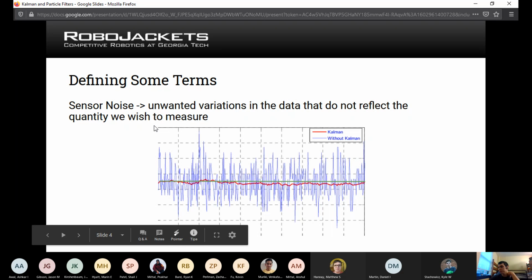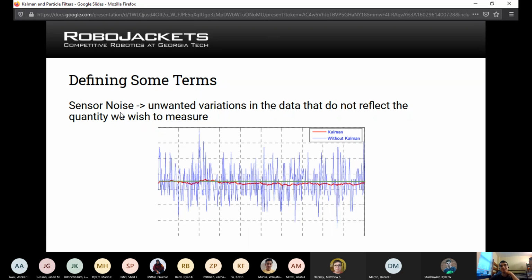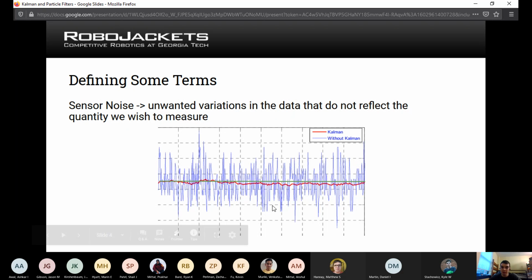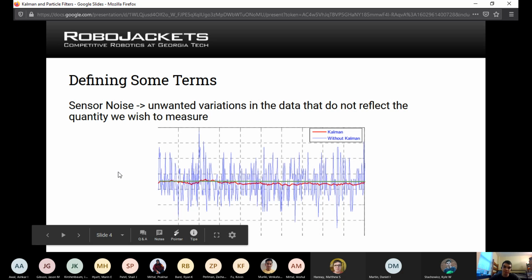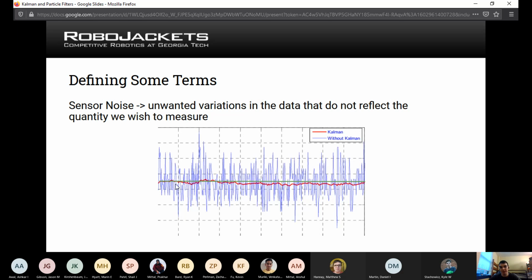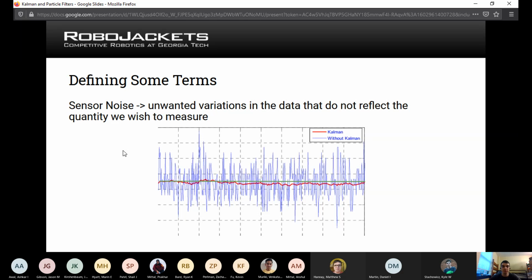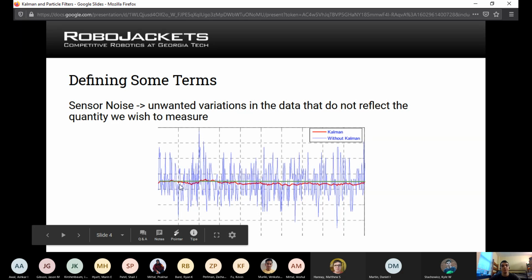Sensor noise. We talked about sensors a while back now, but sensors aren't perfect, and in reality, you get a lot of unwanted variations in the data that do not reflect the actual quantity we wish to measure. So, for example, in this chart, you can see there's a lot of noise, and that flat green line is what the actual state is. But the sensor is giving you readings all over the place, and we oftentimes use filtering techniques such as a Kalman filter to limit this noise so that we get a much cleaner and closer reading to the actual state that we're measuring.